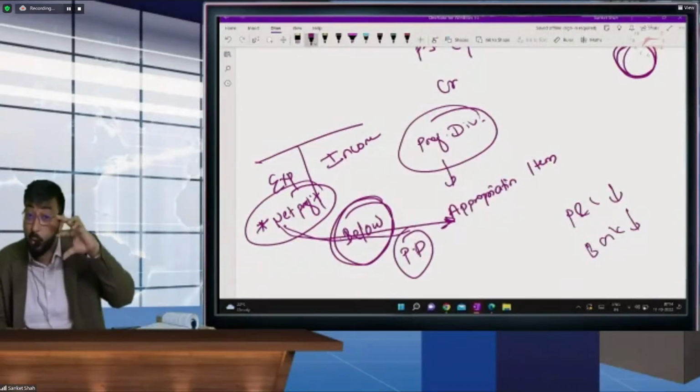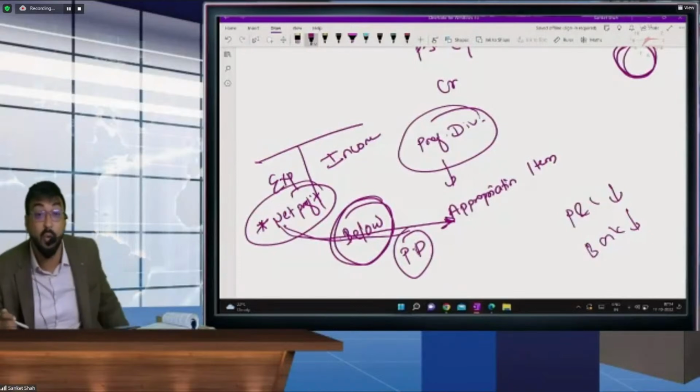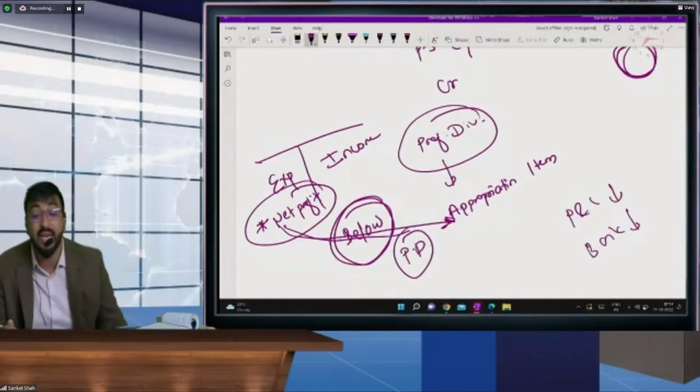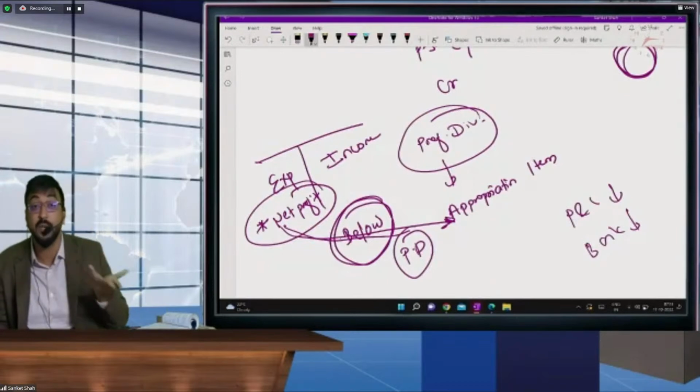Remember one thing. If you can correlate these entries with your balance sheet, you can easily understand any entry. So my friends, my request is, whenever you are passing any entry and want to improve your basics, remember you have to understand it in the balance sheet format. It is very important for you to understand the balance sheet format. How will it get affected?